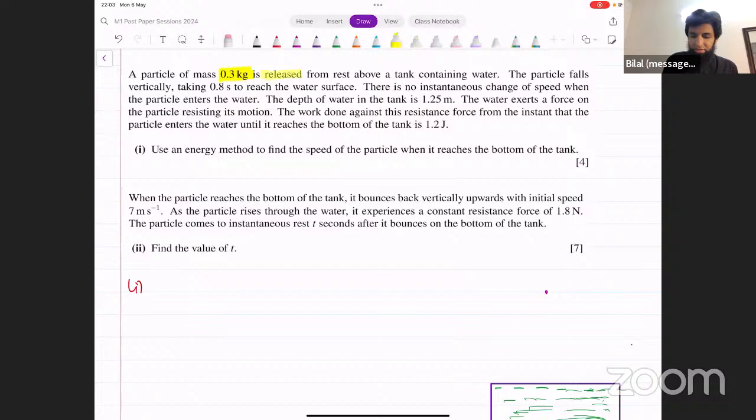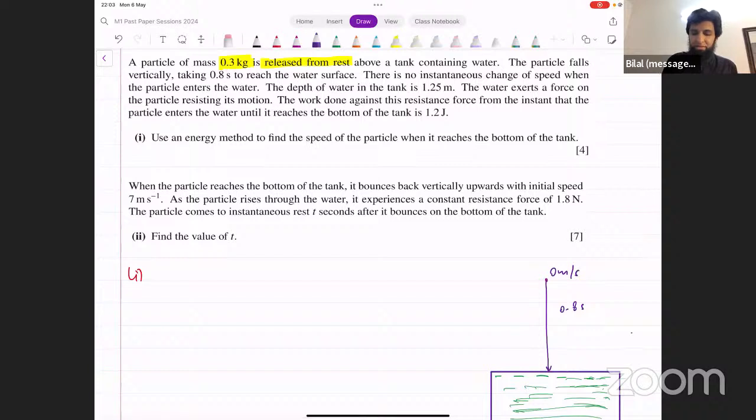Okay, so it's released from rest. It falls vertically, taking 0.8 seconds to reach the water surface. So it travels downwards. It takes 0.8 seconds. It was released from rest. Its initial velocity was 0 meters per second.